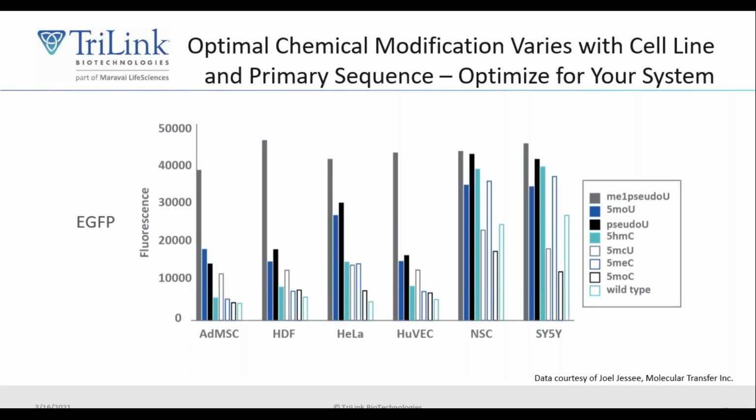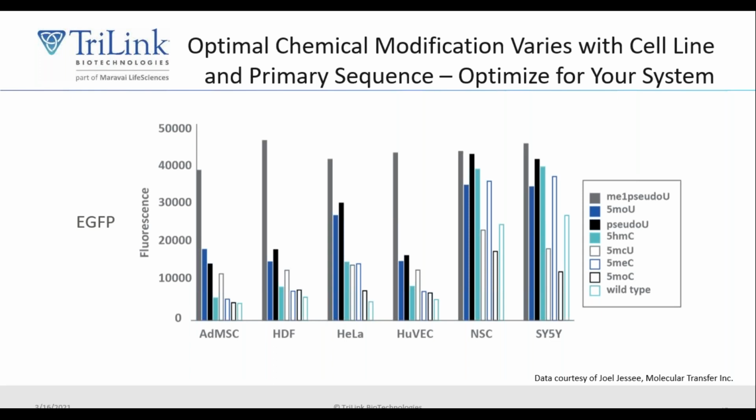I think this is a great slide. It depicts GFP fluorescence across multiple cell lines. In each case, the GFP has been synthesized with a different modified nucleotide. You can see that the modified uridines, pseudo-U, N1-methyl pseudo-U, and 5-methoxy-U all perform quite well, most notably against their wild-type counterparts, as well as other modified nucleotides.